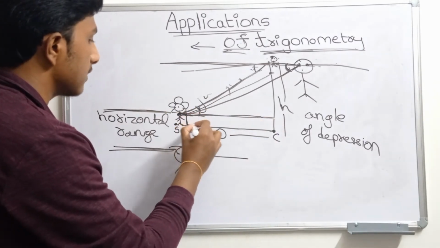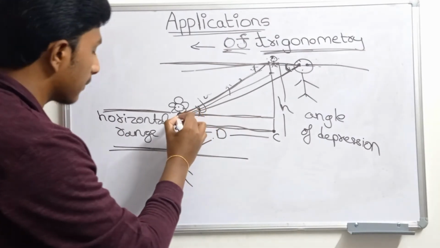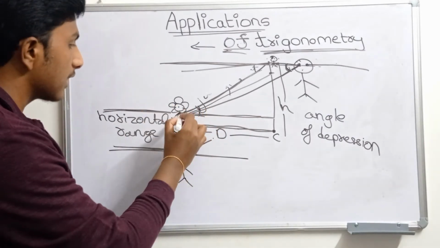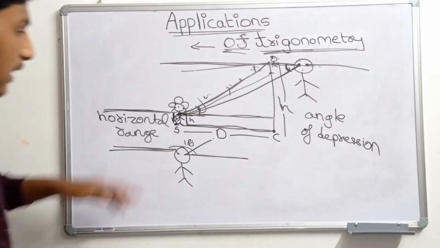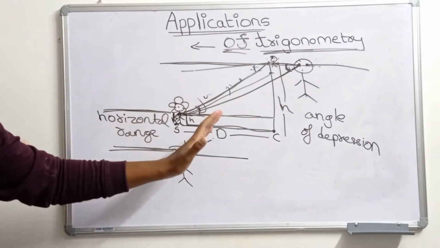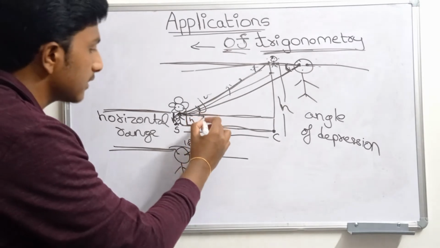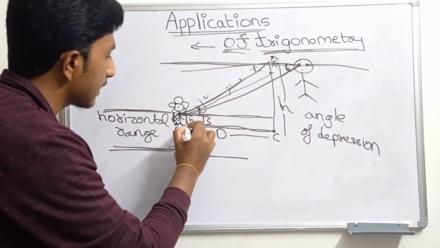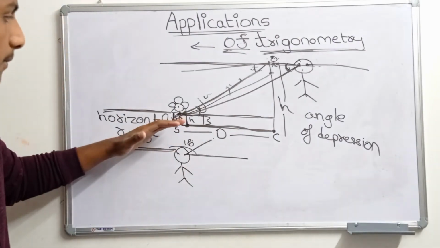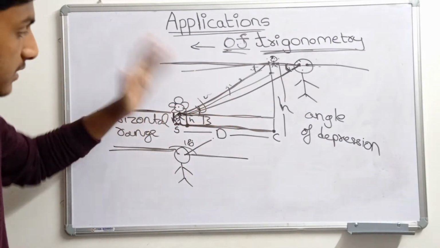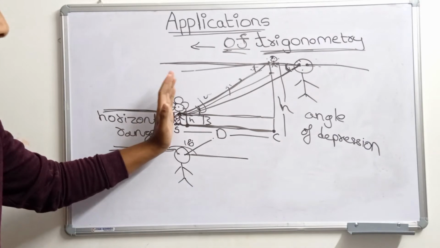If the height of the person is given, then this should be considered, guys. If the height of the person is not given, then this can be negligible, and the angle can be taken from this point. That means the angle can be taken from the road. When the person's height is given, then it should be considered.